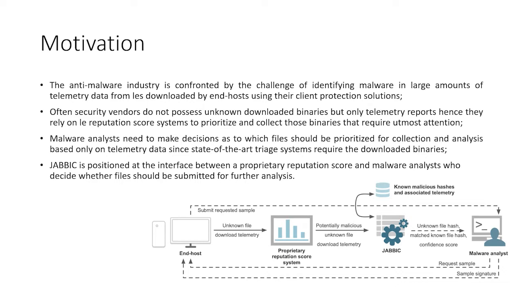When a file is downloaded, the antivirus software sends telemetry data to a reputation score system that is proprietary to the vendor. Then, the telemetry data of unknown files with negative reputation scores are forwarded to Jabbic, which then searches for non-malicious files whose telemetry data are similar both semantically and relationally to that of the unknown files. The unknown and non-malicious files, their reputation scores, and the confidence score with which Jabbic matched them are sent to the malware analyst, who then decides whether to initiate a file collection request to the end host.